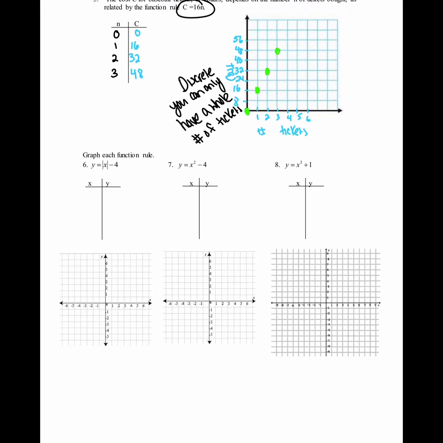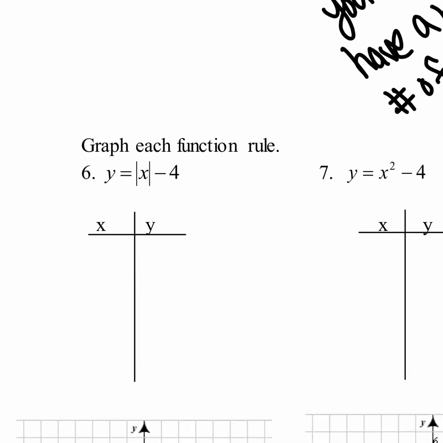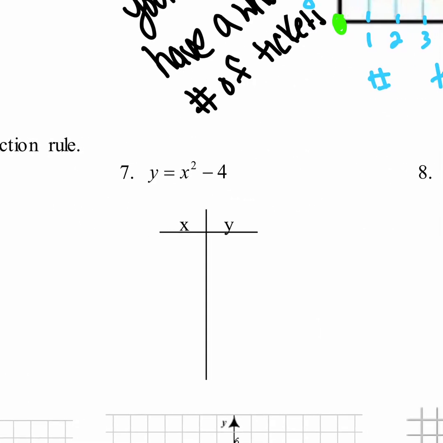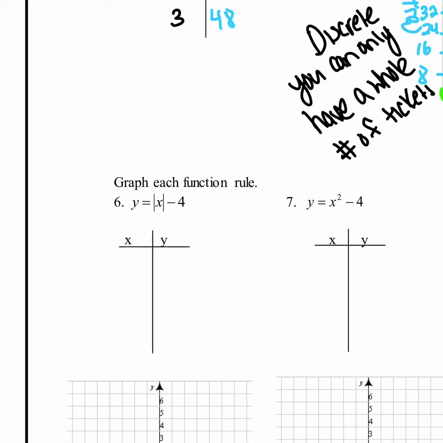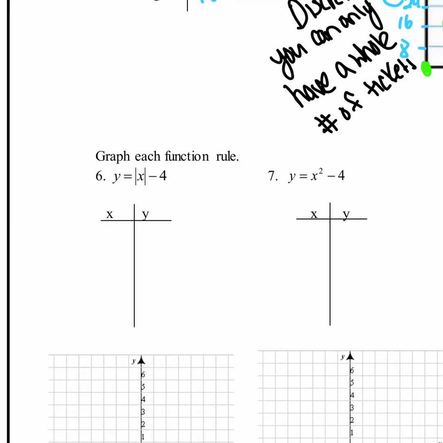All right, so let's look at the last 3 graphs that we have here. When you look at 6, 7, and 8, if you notice, they do not look like our usual equations we've been working with, right? That has an absolute value. That has an exponent of 2. This has an exponent of 3. So these are 3 new types of equations that we're going to learn, more so just the graphs of them. So this is called an absolute value equation.